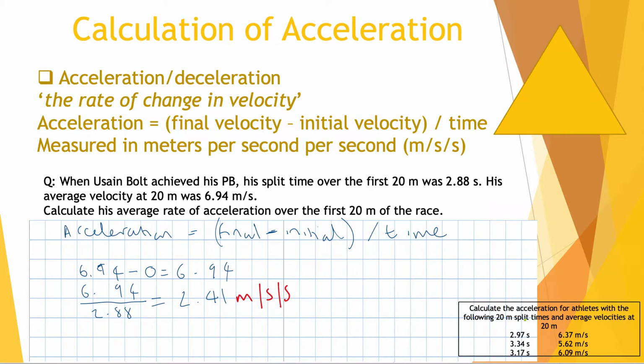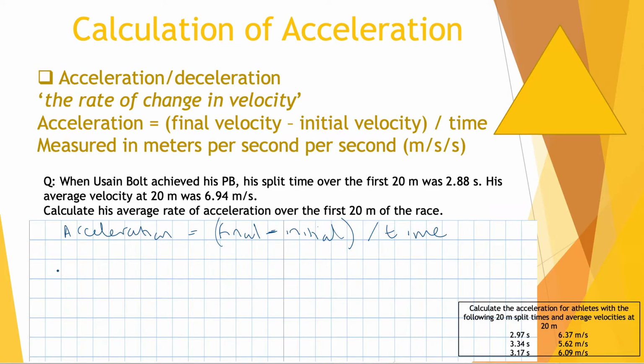So on your reading that you did beforehand, you were asked to work through that example and then asked to calculate the accelerations of the following. So let's have a go at those. I'm not going to get rid of the equation, so I don't have to keep writing it out. So this first one, the average velocity was 6.37, and the time was 2.97, remember, for that 20 metres.